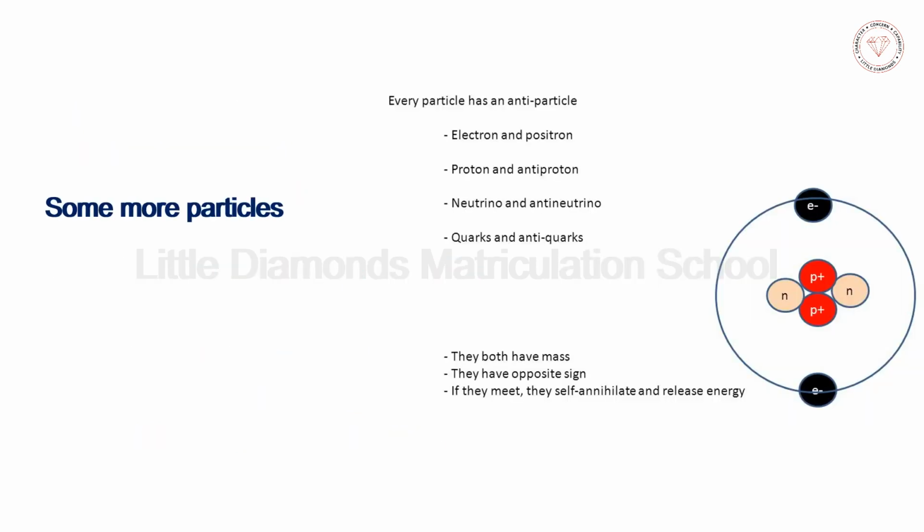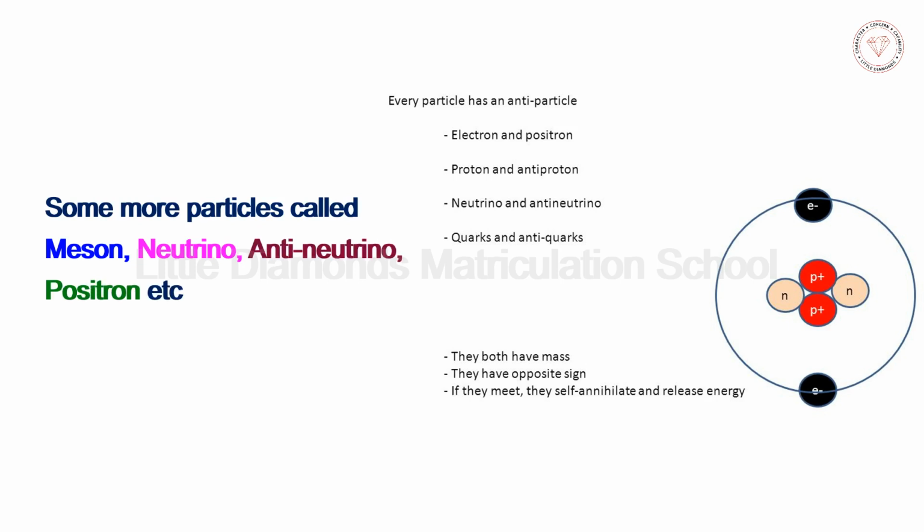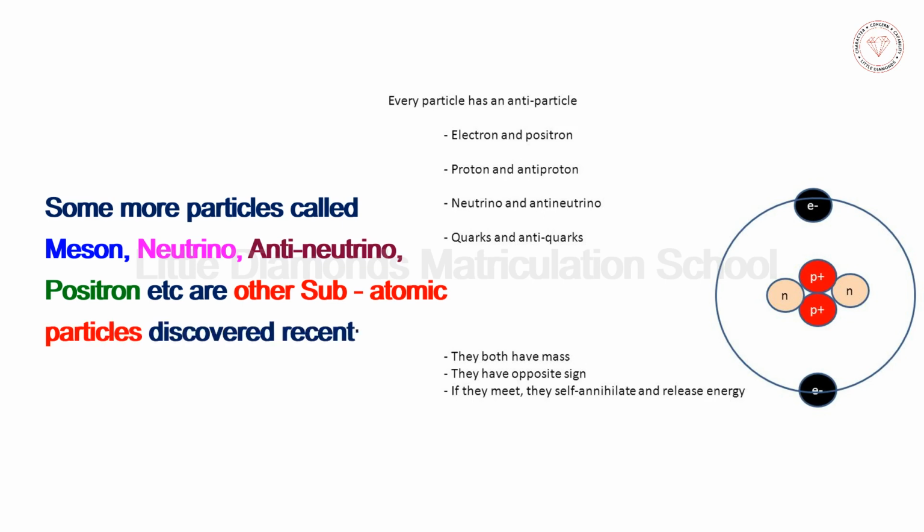Some particles called meson, neutrino, antineutrino, positron, etc. are other subparticles discovered recently. All these discoveries proved Dalton's atomic theory that atoms are indivisible wrong and led to the adoption of the modern atomic theory. Hope you have got a clear understanding of the discoveries of the subatomic particles and the characteristics of these particles. Let us meet in our next video.